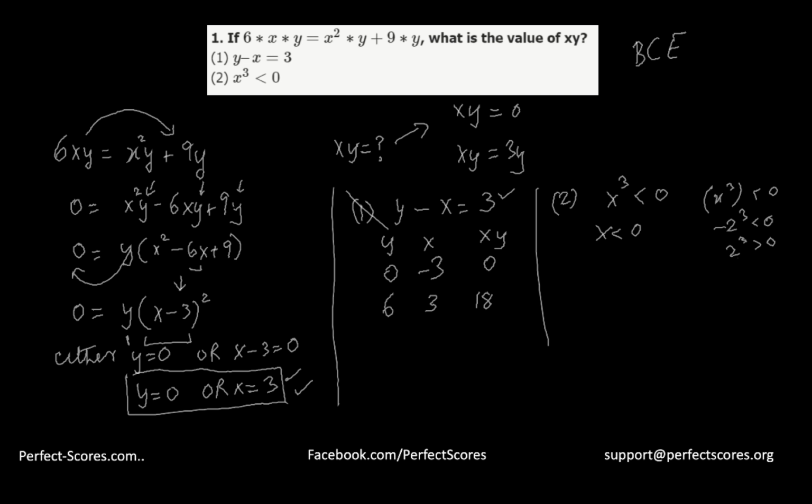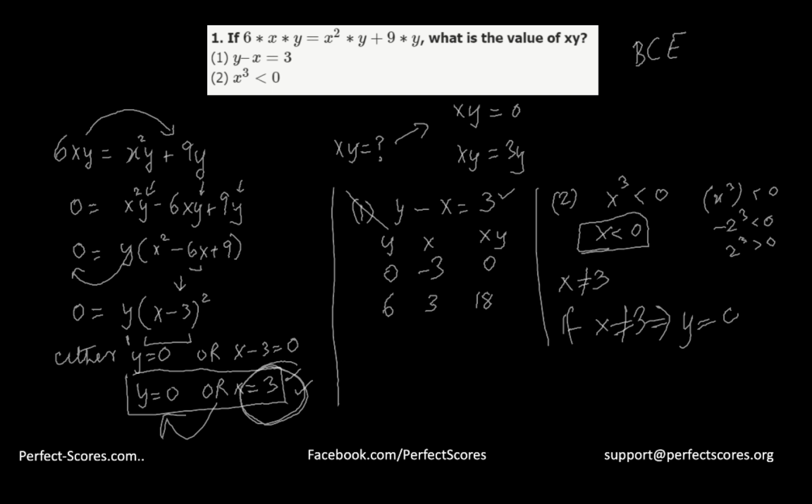So x is something which is less than 0, which means x cannot be 3, right? If x cannot be 3, that means y has to be 0. So if x cannot be 3, that actually implies y has to be 0. So that is something that you get from the question stem here. So if y has to be 0, that means xy will actually be equal to 0. So that means this statement is sufficient. Hence answer option B is my answer.